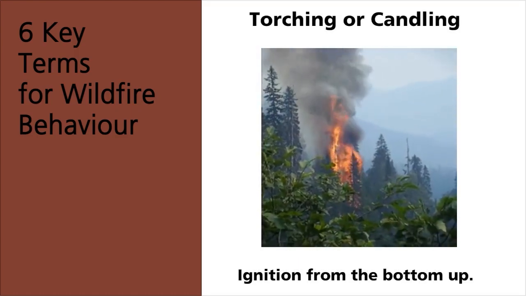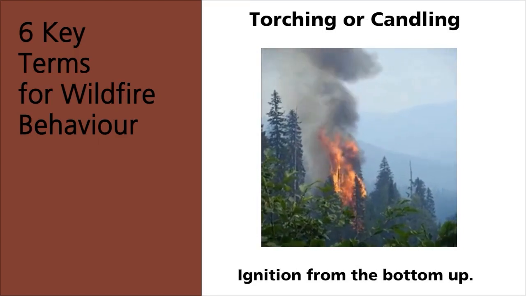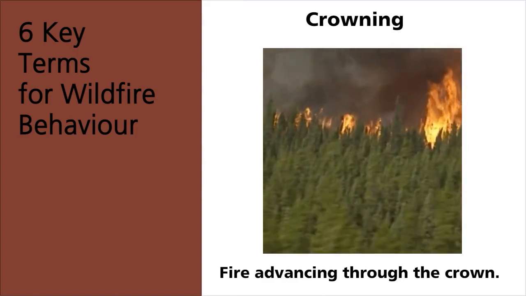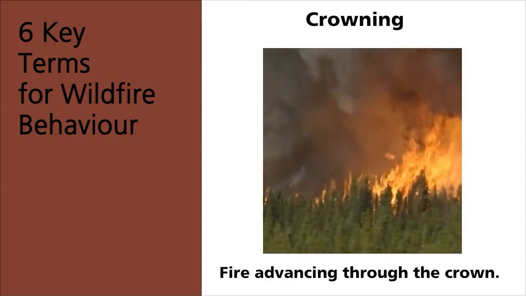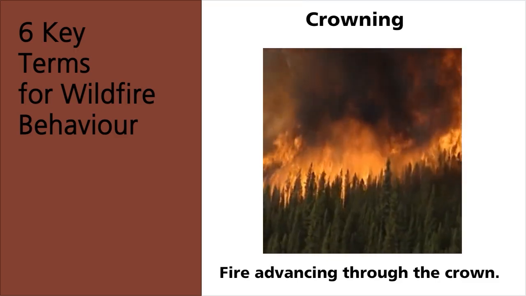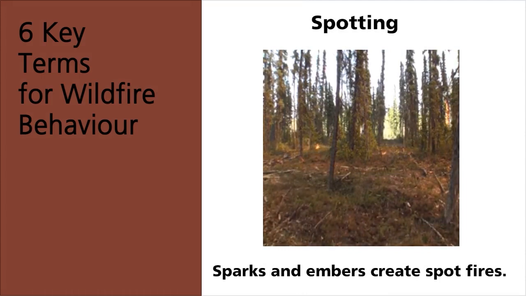Torching or candling is the ignition of a small clump of trees or a single tree from bottom to top. Crowning. A crown fire advances through the crowns, usually in conjunction with a surface fire. Spotting. Flying sparks or embers carried beyond the main fire perimeter.